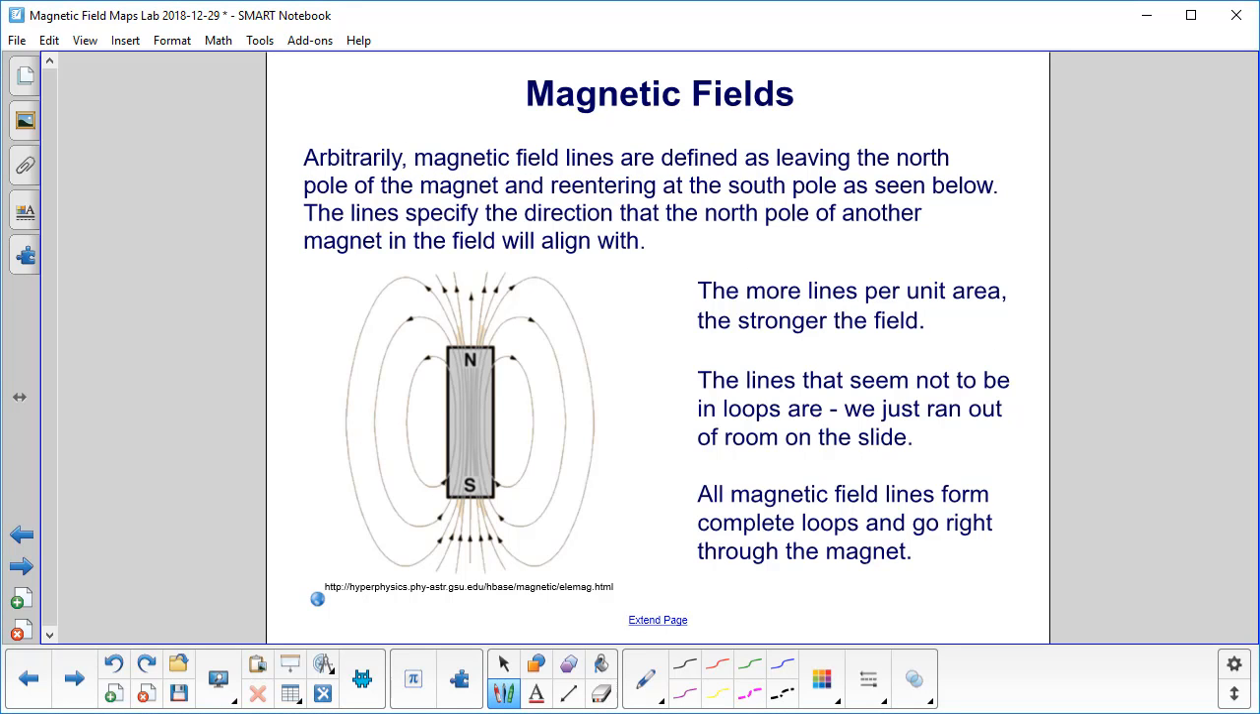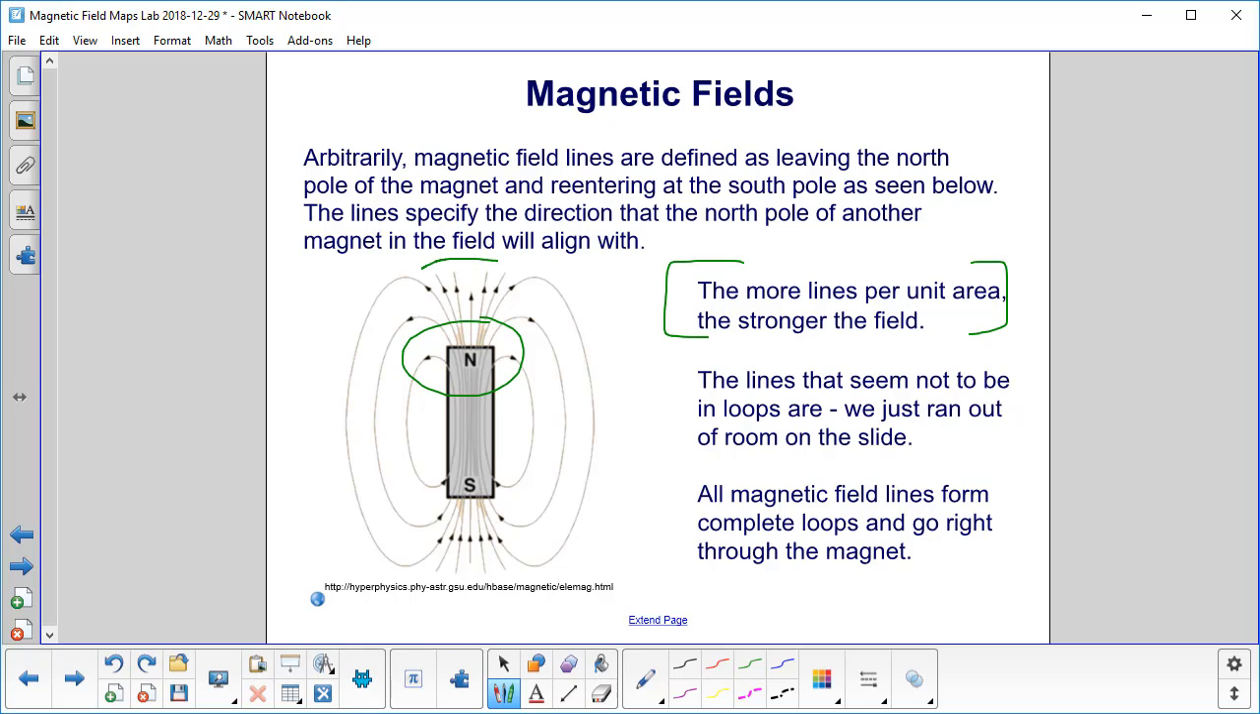Magnetic field lines are defined as leaving the North Pole of the magnet, we said on the previous slide, and that was somewhat arbitrary, but you had to choose one, and they re-enter the South Pole. The magnetic field lines specify the direction that the North Pole of another magnet in the field will align with. And just like electric field lines, the more lines per unit area, that indicates a stronger field.